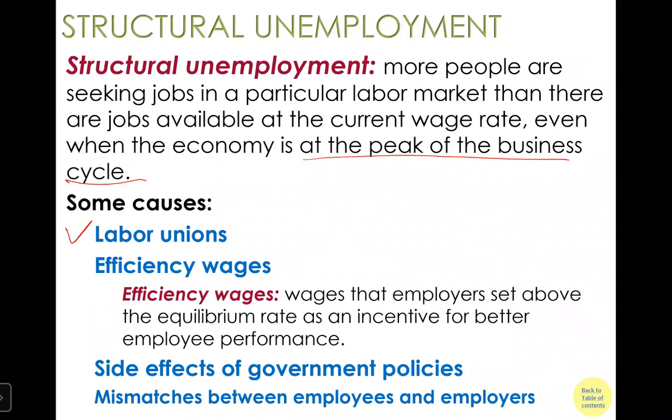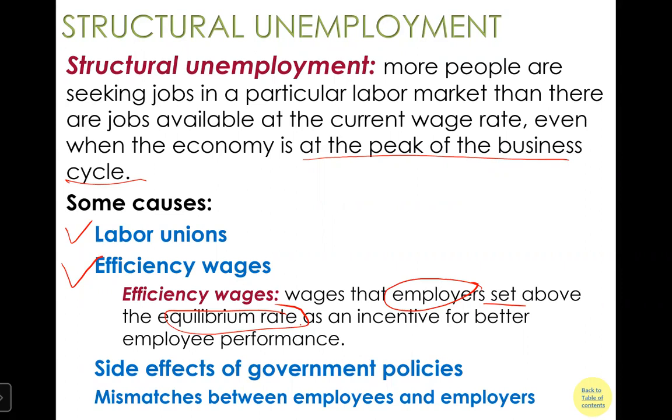Besides unions, we have the efficiency wage. What is the efficiency wage? The efficiency wage is a wage that employers set, and this wage is above the equilibrium wage. Because it is above the equilibrium wage, naturally it is going to cause unemployment. But you may wonder, why do they want to set a wage higher than the equilibrium wage? This is because they want to give the workers an incentive to work hard.